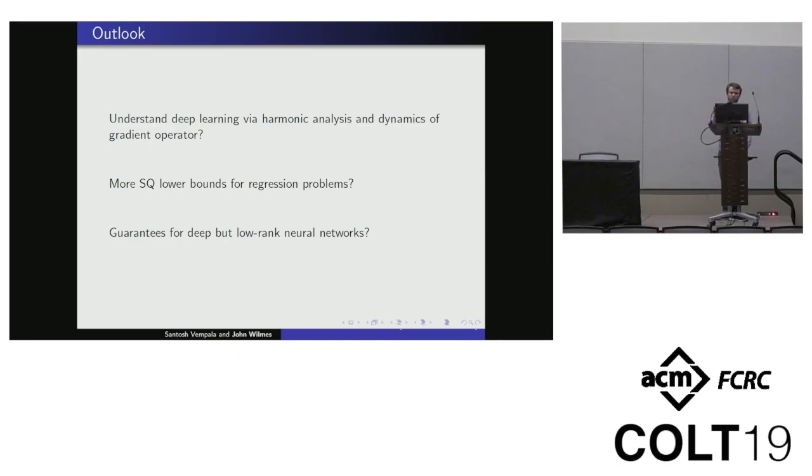So these are some pleasant techniques that we use in our analysis. Can we understand more general phenomena in deep learning using these tools? Are there other SQ lower bounds that we can obtain for regression problems? This is the second paper now that's looked at regression problems in this SQ framework, and there are some complications that arise here. Or, for example, for deep but low-ranked neural networks instead of these shallow but high-ranked neural networks.